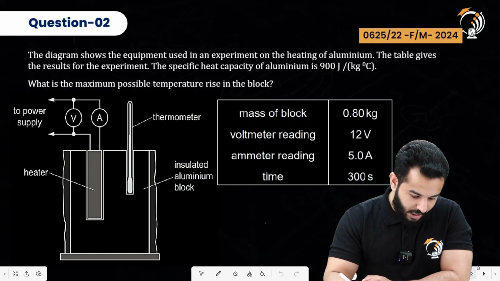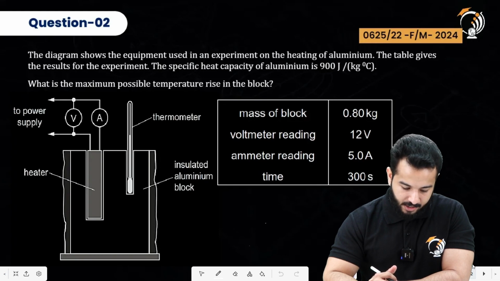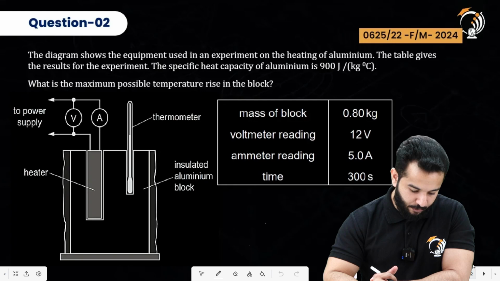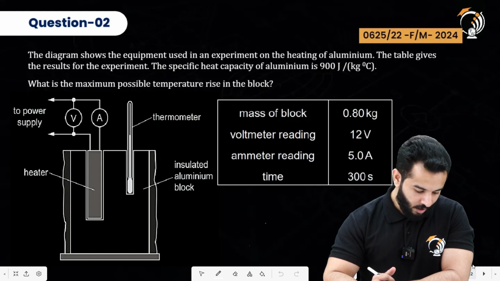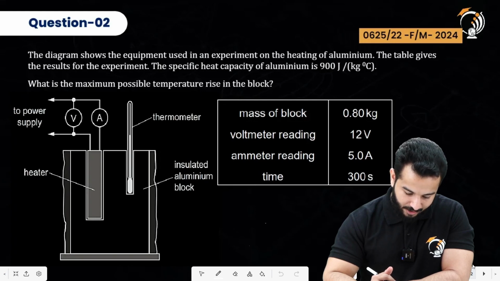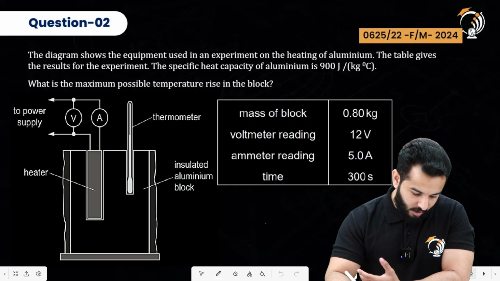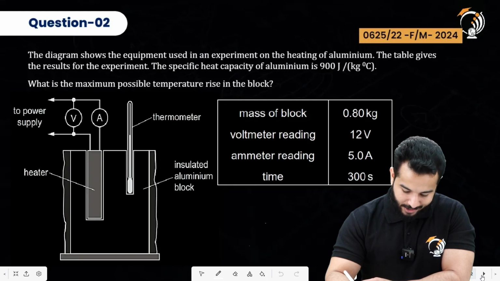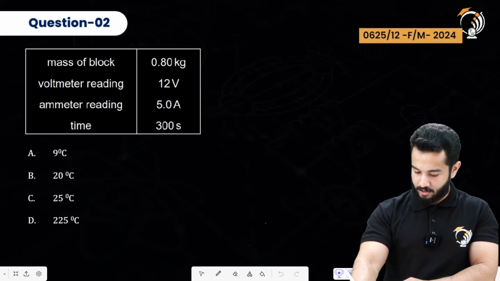The diagram shows the equipment used in an experiment on the heating of aluminium. The table gives the results for the experiment. The specific heat capacity of aluminium is 900 joule per kilogram per degree Celsius. What is the maximum possible temperature rise in the block? All right, so we have got mass, we have got voltmeter, ammeter, and we have got time. And we also have got specific heat capacity, right? So please try to understand what they are really trying to say to you.